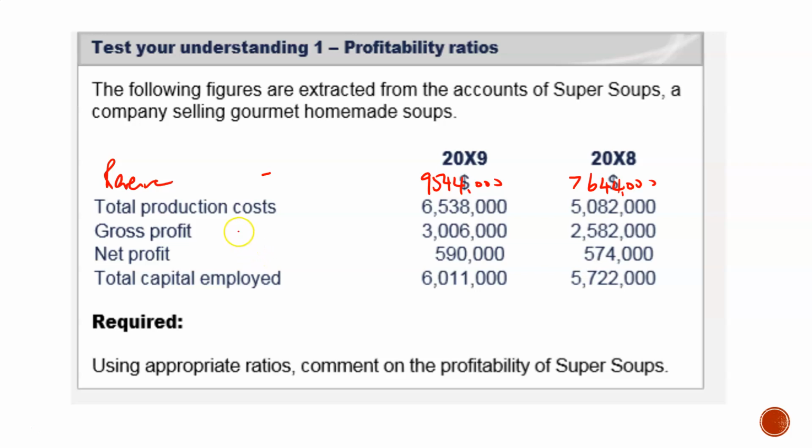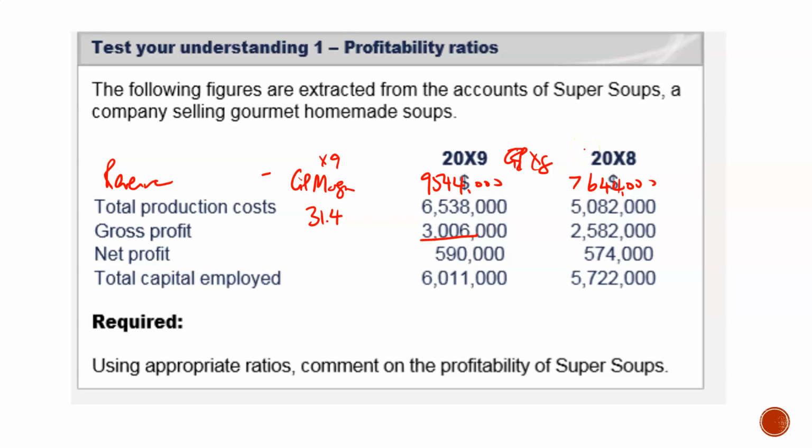So the first ratio, of course, that I recommend you calculate is your gross profit margin. Your gross profit margin would be literally this GP divided by revenue. Pretty straight. So if you do that, you have 3,006 divided by 9,544, and that gives you a gross profit margin of 31.4. So I'm just going to write it here. GP margin 31.4 for X9, and here I'll write the GP margin for X8, its own version.